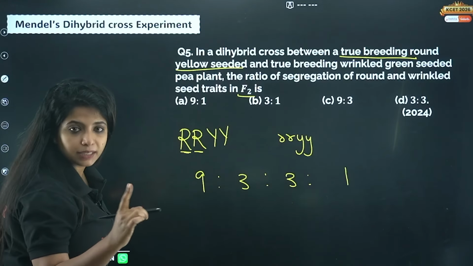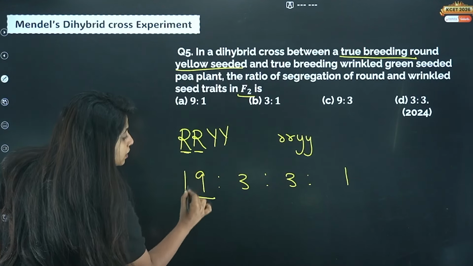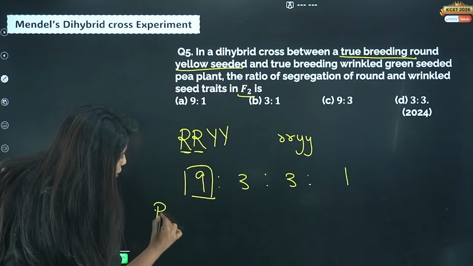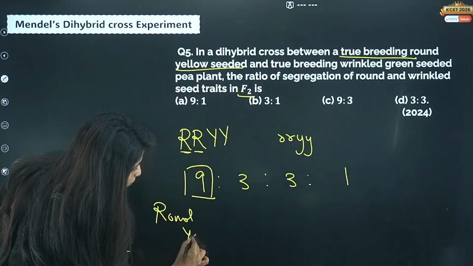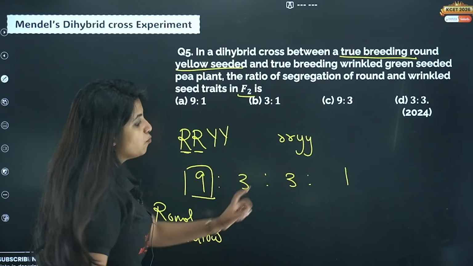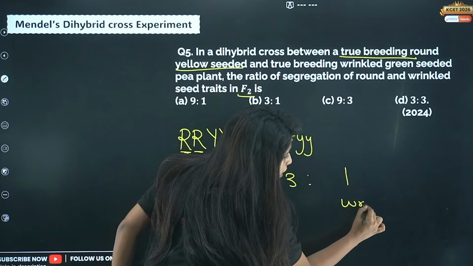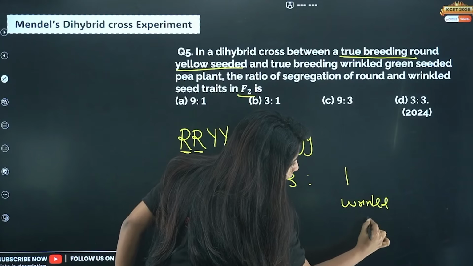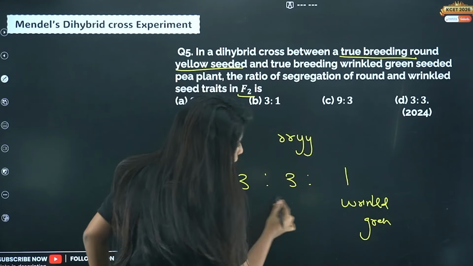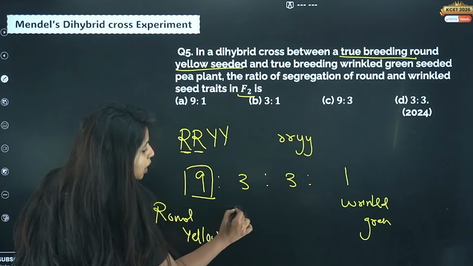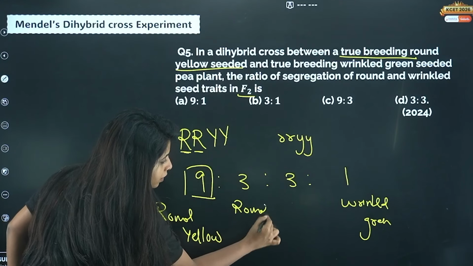9:3:3:1. Agreed? Where 9 is having the phenotype of the dominant parent. That means you're talking about round and yellow. Agreed? 1 is having the phenotype of the recessive parent. That means it has to be wrinkled and green. Now here I have 2 other things. So here it is round and yellow. Let's mix round with green now. New combination. Round and green.